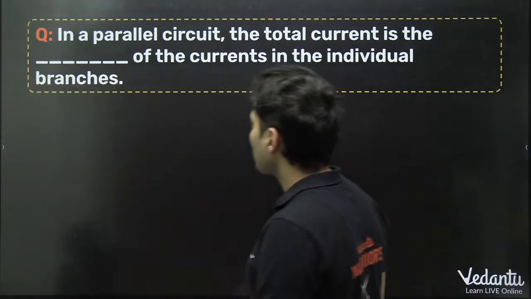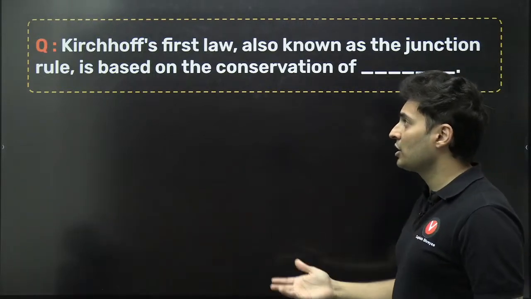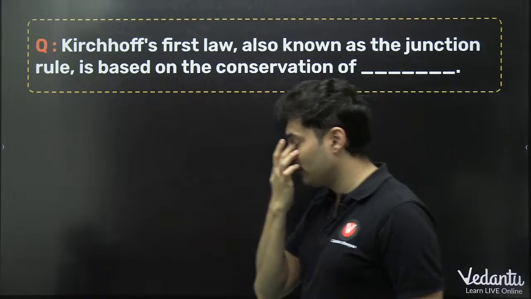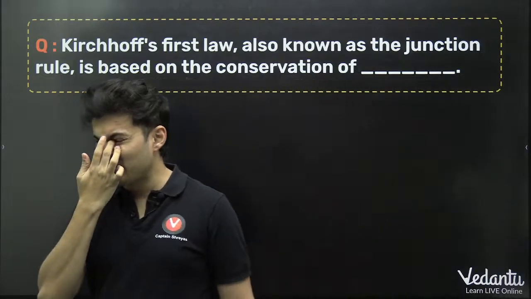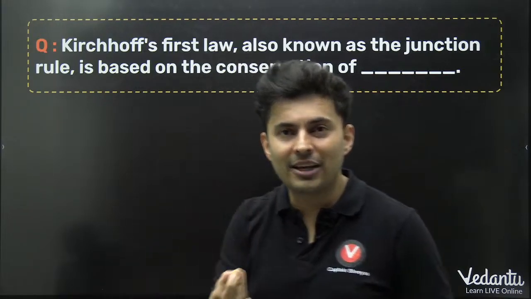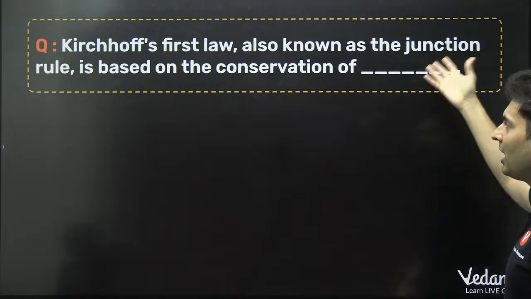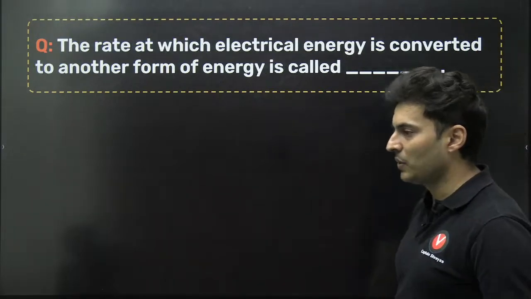Wow, very nice. Okay. Kirchhoff's first law is known as the junction rule, which is Kirchhoff's current law. It is based on the conservation of charges. Conservation of charges, correct. Very good.